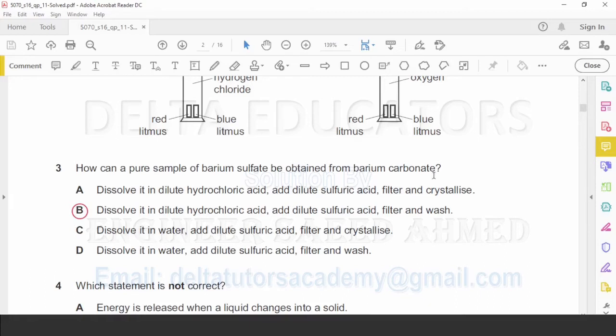In option A, it is given filter and crystallize. When we crystallize this barium sulfate, there will be water used as water of crystallization. So when we crystallize, there will be barium sulfate and water molecules. And we have to get a pure sample of barium sulfate. A pure sample of barium sulfate means no other compound, no other element should be along with barium sulfate. When we crystallize, there will be water molecules along with barium sulfate. So option A is incorrect. Option B is the correct option, where it is given filter and wash.